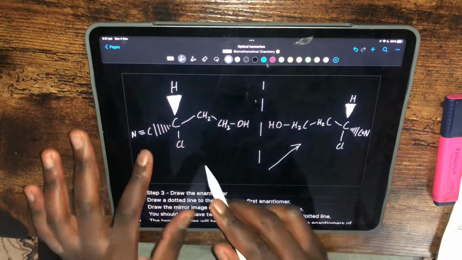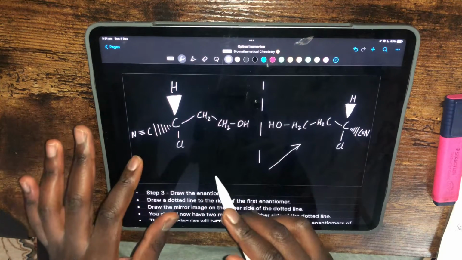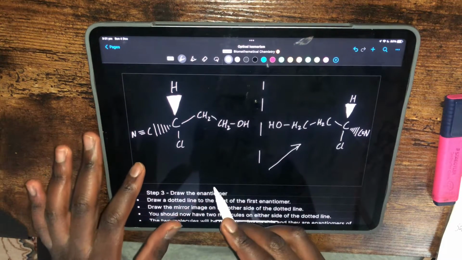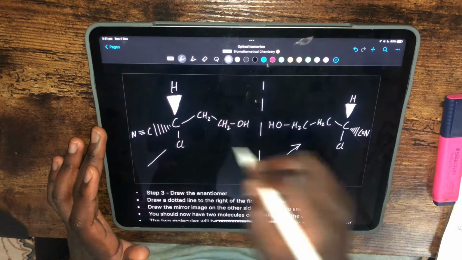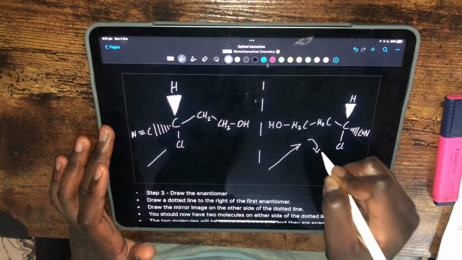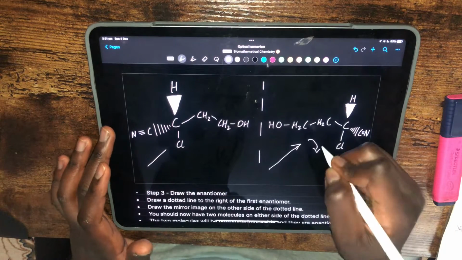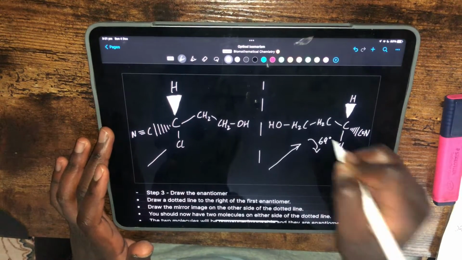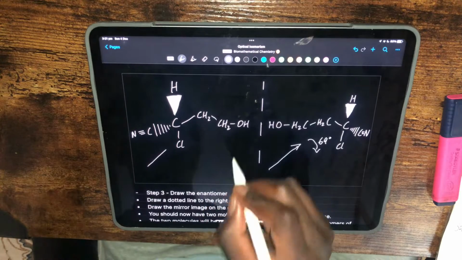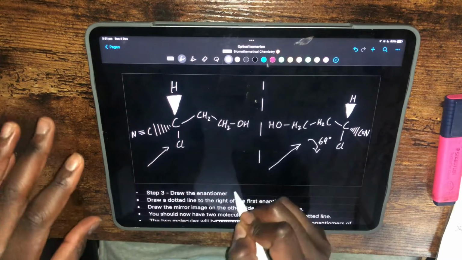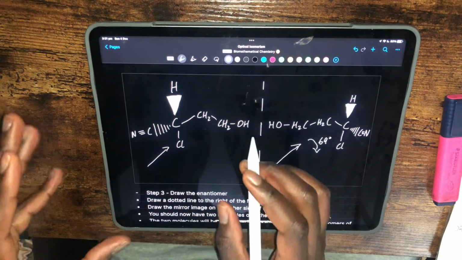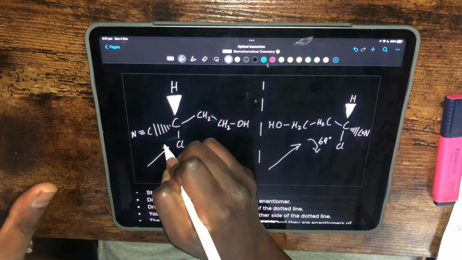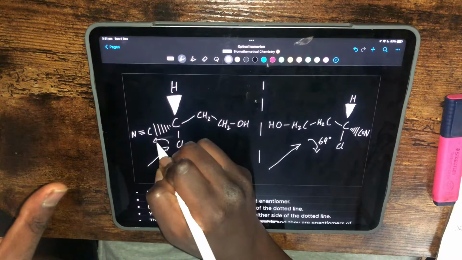But in this one here, since this is the optical isomer of it, it will rotate the plane polarized light in this direction. Let's just say 69 degrees this way. If it's the optical isomer, it will rotate it 69 degrees, the same amount, because they're exact optical isomers, but in the anti-clockwise direction.